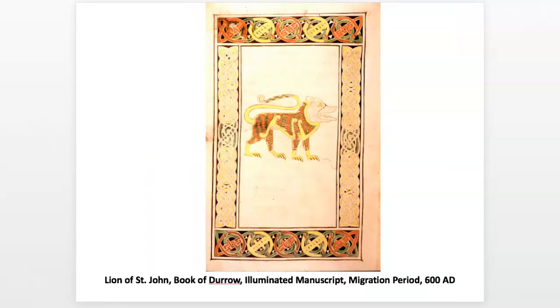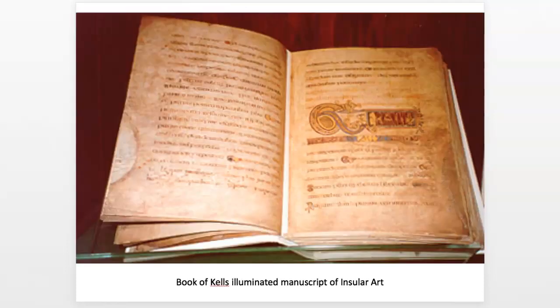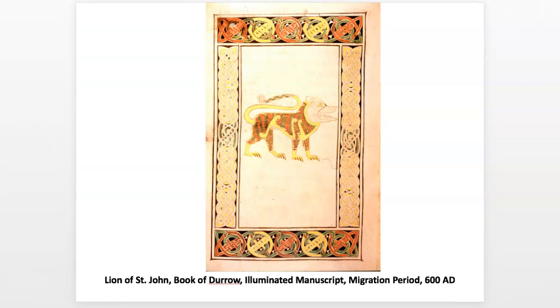Okay. Moving on to another piece. Lion of St. John, Book of Durrow, illuminated manuscript from 600 AD. This word here, Durrow, Book of Durrow, that's a place, okay? This is probably the first major work of art that could be considered insular art of the British and Celtic style, okay? It's a style that was confined to Great Britain and Ireland and was the fusion of these Germanic traditions with the Celtic traditions via Irish monks.